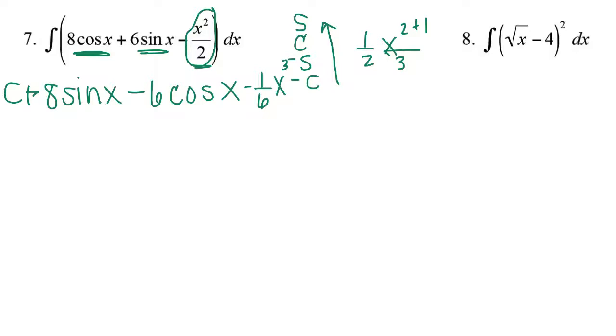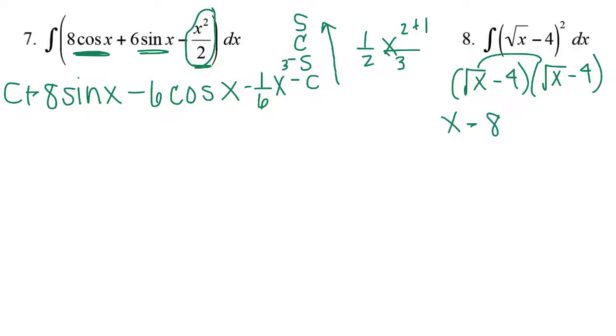And this problem also messed up some people. And again, it's really not a u-substitution, it's a rewrite and FOIL out. So let's just go ahead and FOIL the square root of x minus 4 times the square root of x minus 4. So that's going to give me x. We're going to have minus 4x minus 4x, so that's going to be minus 8 root x plus 16.